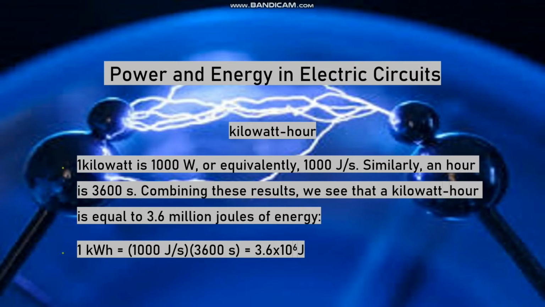Power and energy in electric circuits. Kilowatt-hour. 1 kilowatt is 1000 watts, or equivalently 1000 joules per second. Similarly, an hour is 3600 seconds. Combining these results, we see that a kilowatt-hour is equal to 3.6 million joules of energy. 1 kilowatt-hour equals 1000 joules per second times 3600 seconds, which equals 3.6 times 10 to the power of 6 joules.